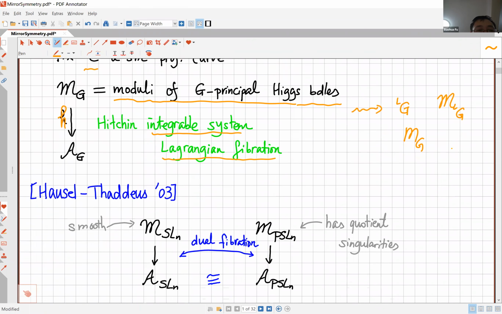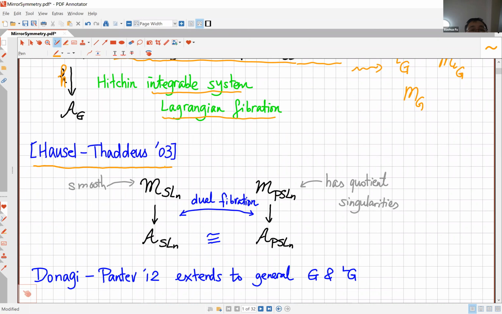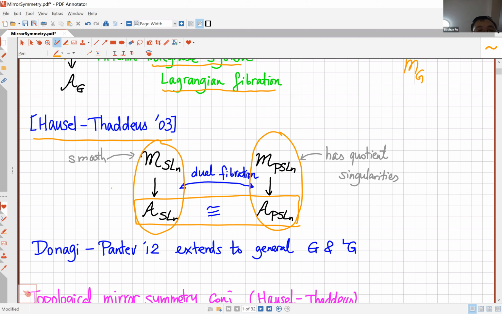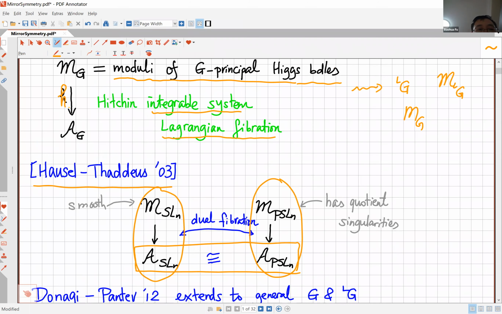This has been studied by Hausel and Thaddeus in 2003. They observed that you have these two fibrations. This one is for SLN, and the dual part is PSLN, the Langlands dual. They found that the two bases of the fibrations are isomorphic. Moreover, the fibers are Langlands dual. The fibers are dual fibrations, because I forgot to say these fibers are tori. The generic fibers are abelian varieties.